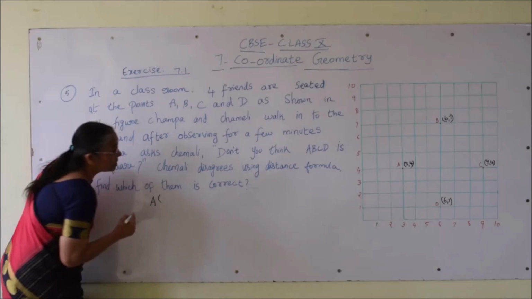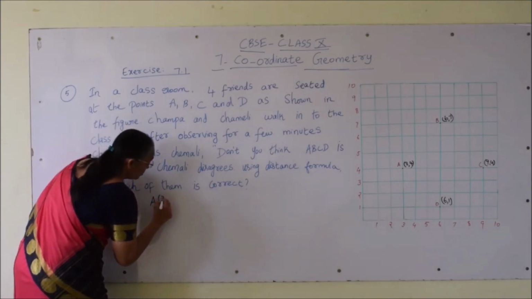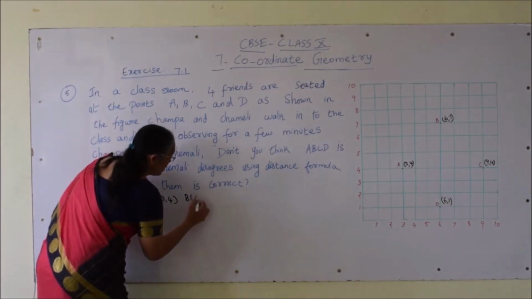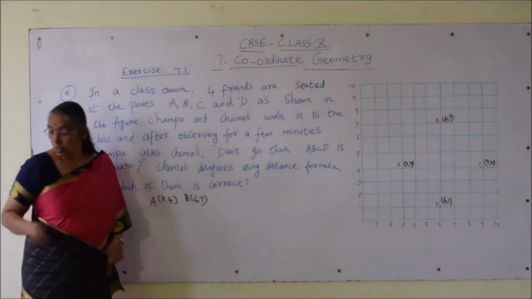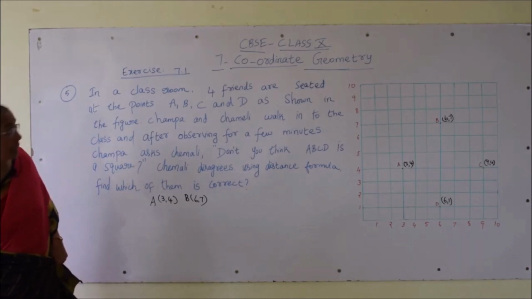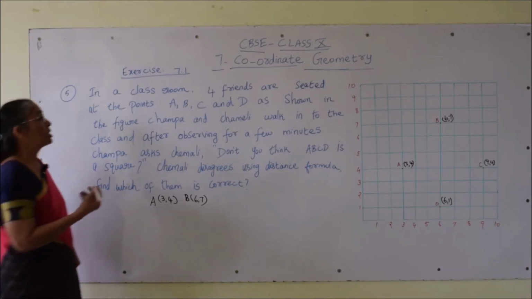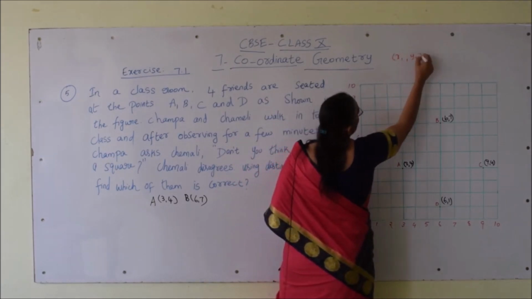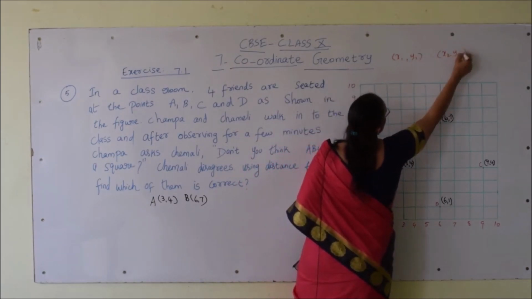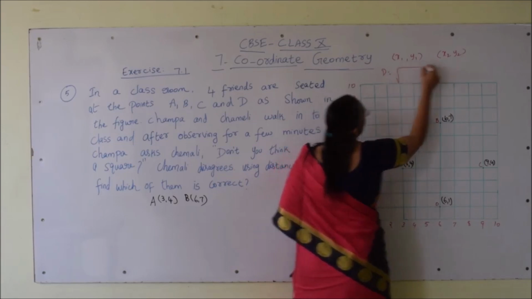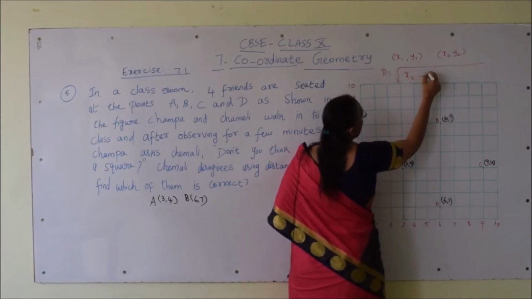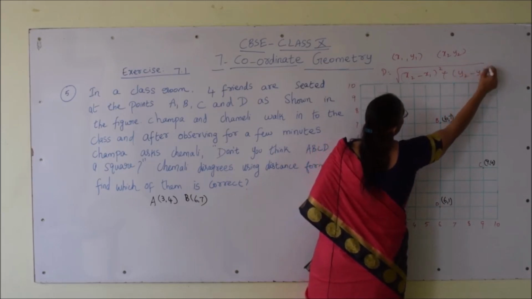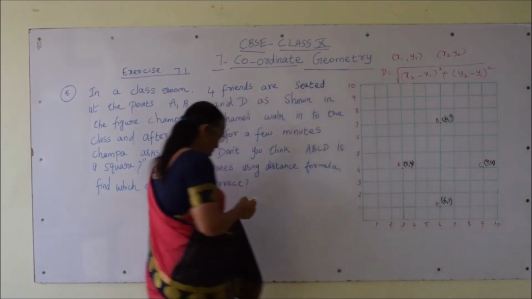What is A vertex? 3, 4. B vertex 6, 7. So, we are going to use distance formula. Recollect the distance formula. The distance between the 2 points x1, y1 and x2, y2 is given by the root over x2 minus x1 whole square plus y2 minus y1 whole square.